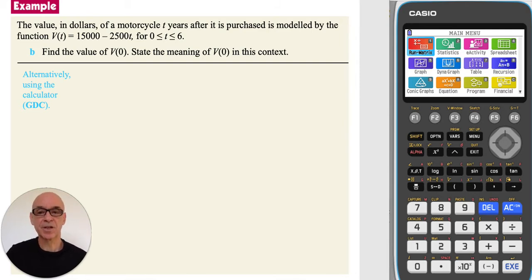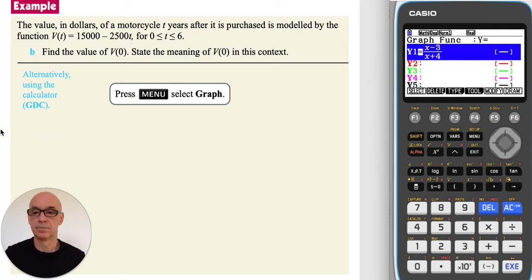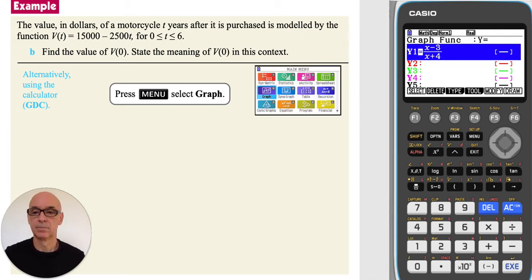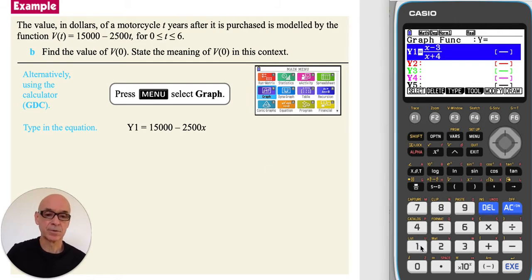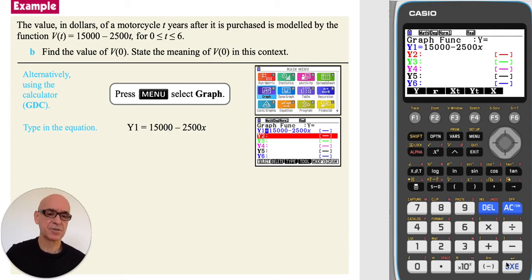Alternatively, we can use the calculator to solve this problem. From the main menu, selecting Graph, and type in the equation into y1. So that's 15,000 subtract 2,500, and then pressing the x variable button to use for t. And pressing execute to enter the equation.